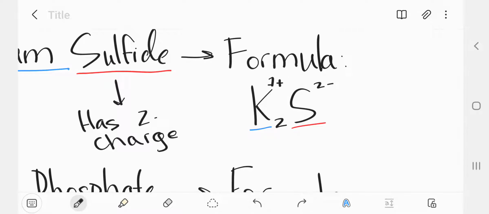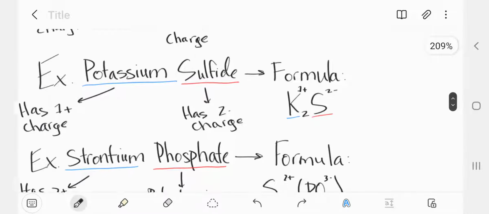If we look at it, potassium has a +1 charge normally, but since there are 2 of them, it now has a +2 charge, if we're considering both potassium atoms. Sulfur has a -2 charge, and these cancel out then, don't they? That's how it works. You kind of got to work backwards.